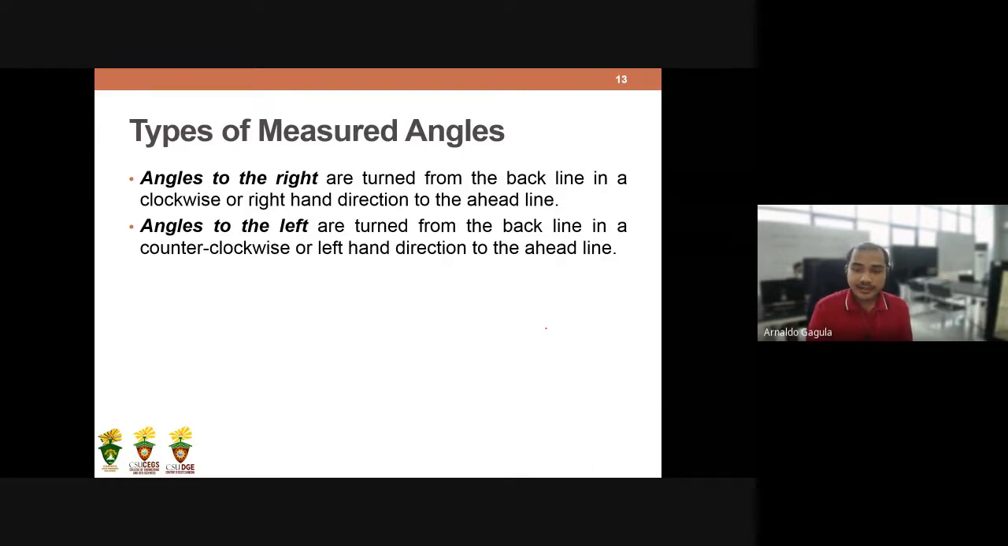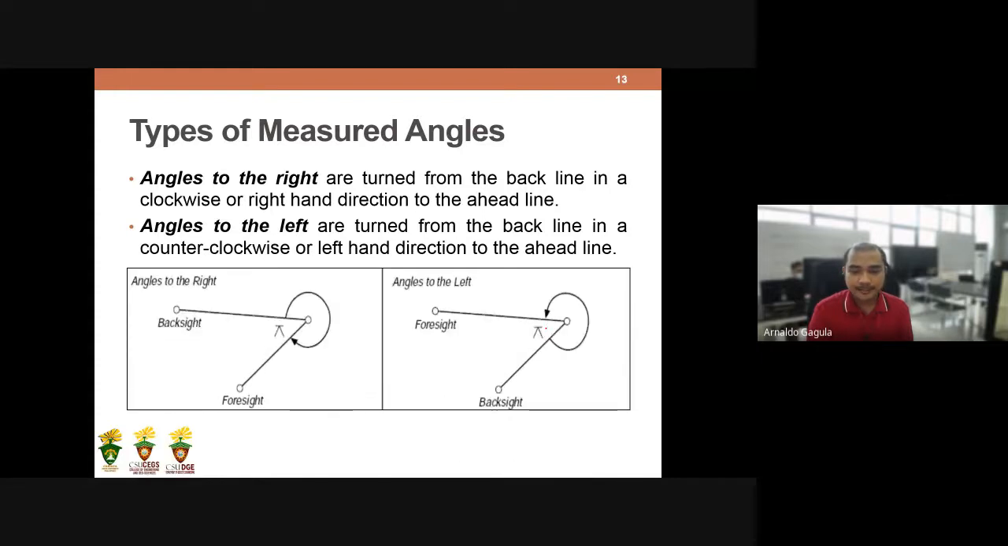So angles to the right are turned from the back line in a clockwise or right-hand direction to the ahead line. We visualized that earlier, no? And angles to the left are turned from the back line in the counterclockwise or left-hand direction to the ahead line. Same as our figure earlier. So to the right or to the left, it depends on what the problem asks for.